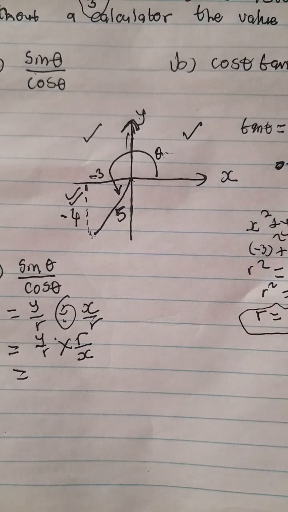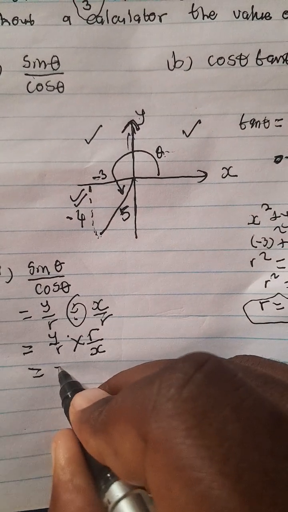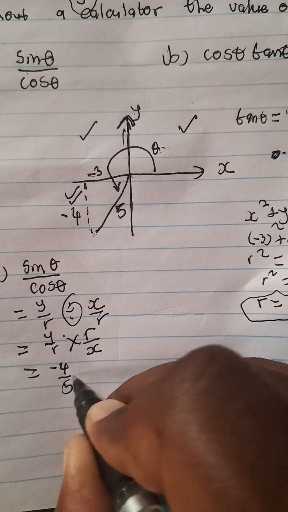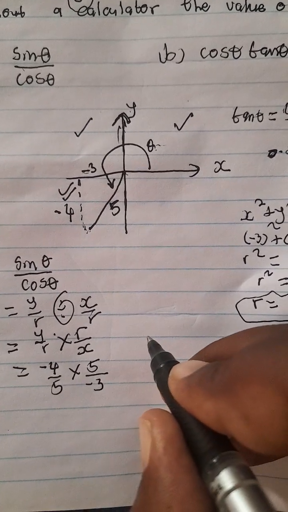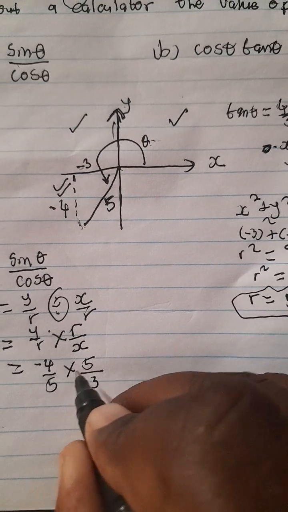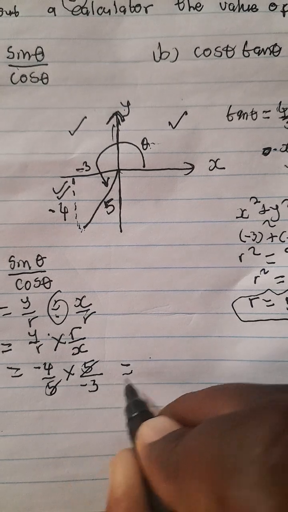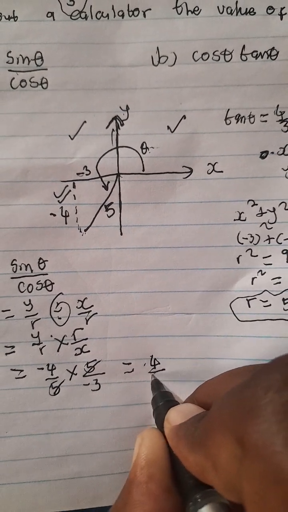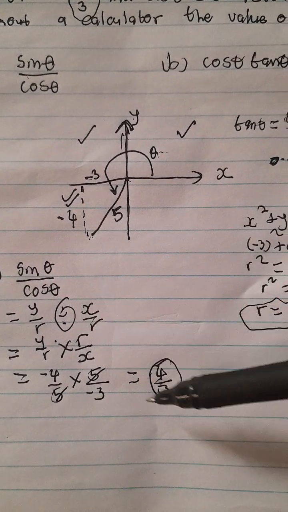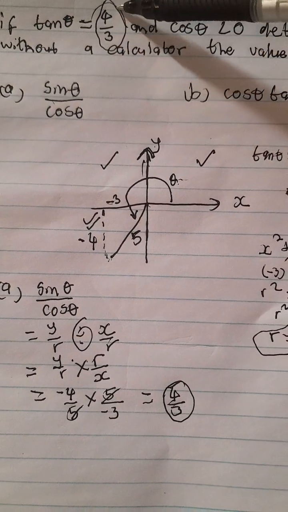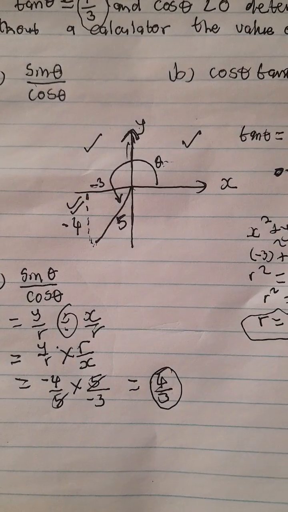Our y, what is our y, guys? Our y, we do have it. So let's look at our diagram there. It's -4. Our r is 5. Our x is -3. So from the look of it, this and this cancel. So we are left with -4 all over -3. That will be +4 all over 3. So the solution for sine theta all over cos theta is 4 over 3, which is similar to tan theta, because sine all over cos is the same as tan. So it makes sense, right?